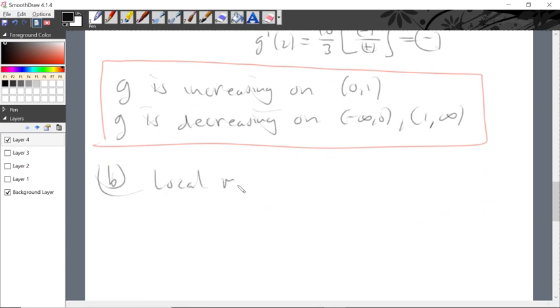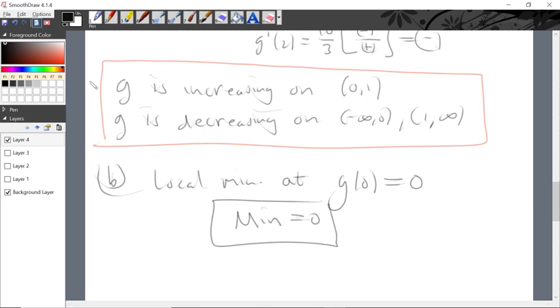Okay, we have a local min at the point where g of 0 is equal to 0. So the actual value of the min is 0. That's the y coordinate, the value of the local min. The local min is equal to 0. The point on the curve is the point (0, 0).